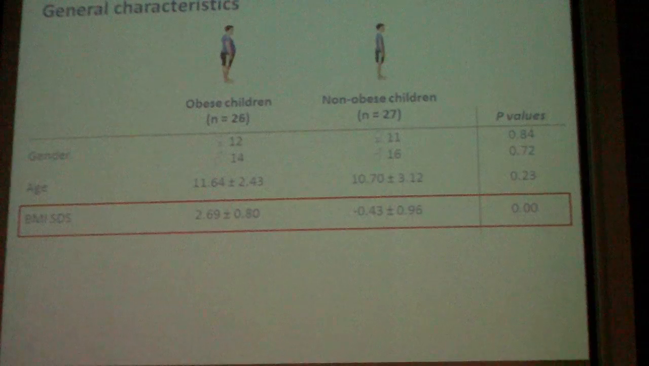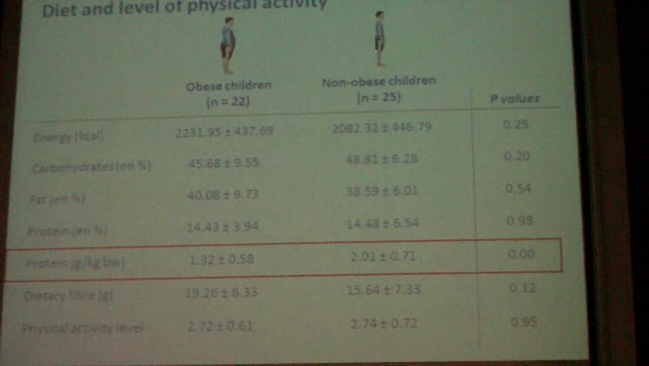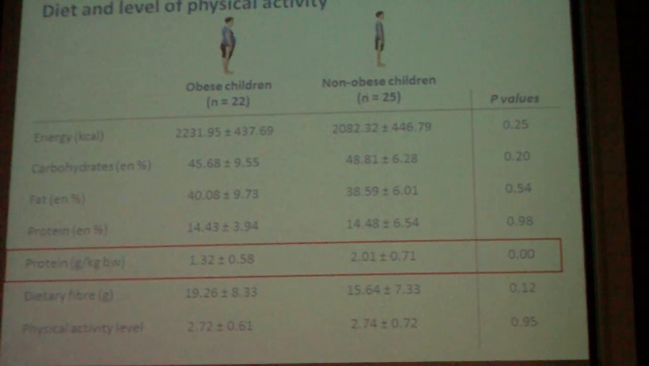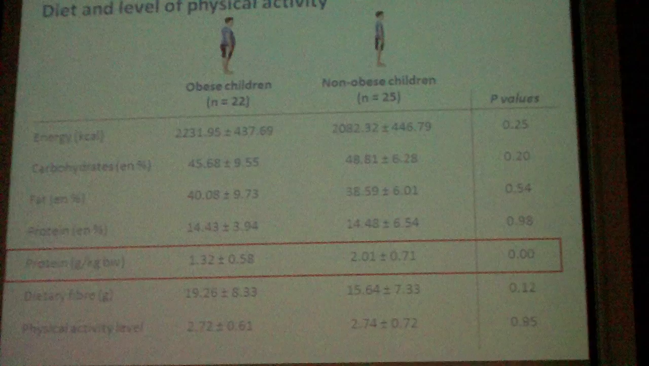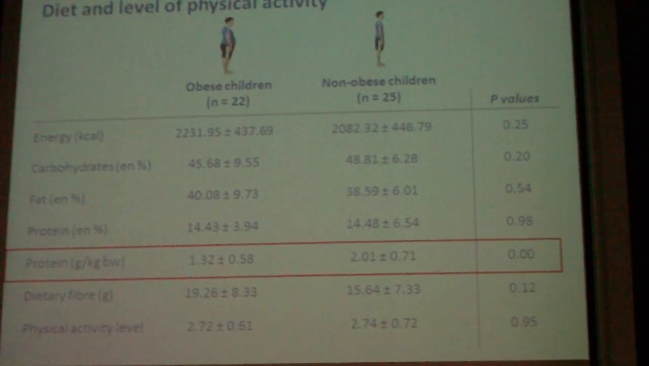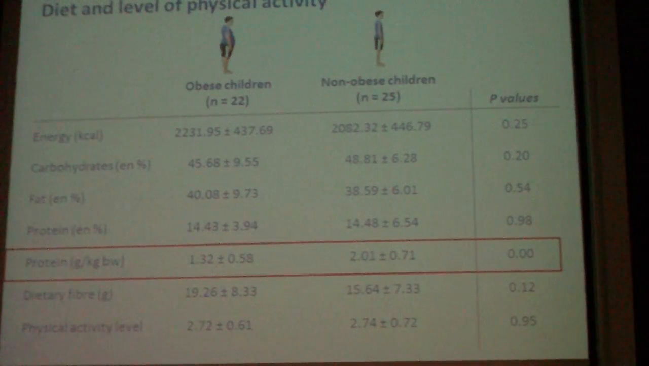So in general, we saw, logically, that the BMI SDS was elevated in obese children. And we also saw that protein expressed in gram per kilogram body weight was different between obese and non-obese children. According to the guidelines, we have to use protein gram per kilogram body weight, but there is also a discussion on it, because in obese children it gives a wrong idea of protein intake, since we have to divide by kilogram body weight. So obese children have a higher body weight, so they have a lower intake of protein. So we focused on the energy percentage of protein, and then we didn't see any difference between the intake.